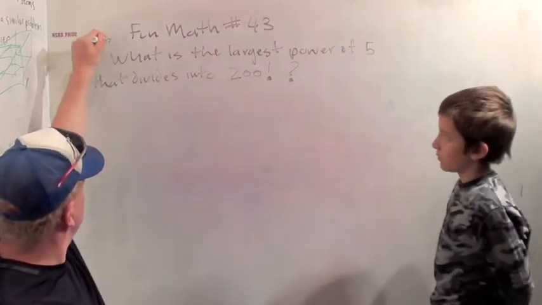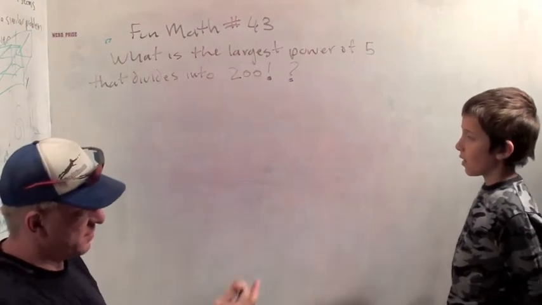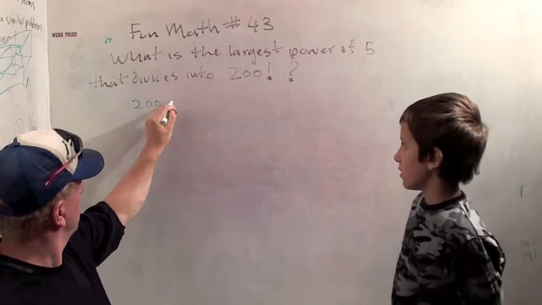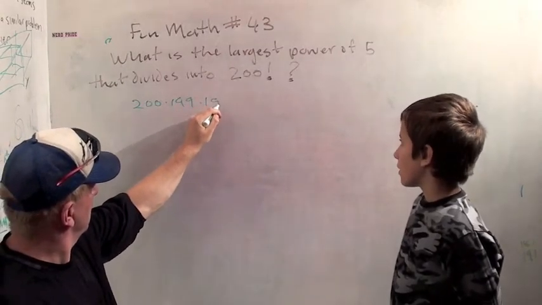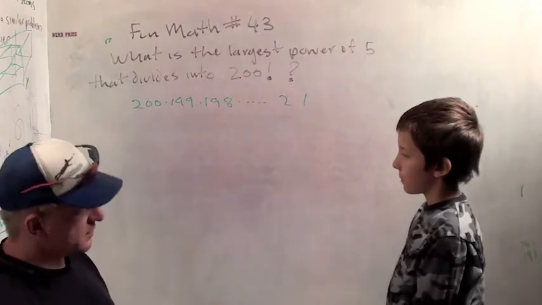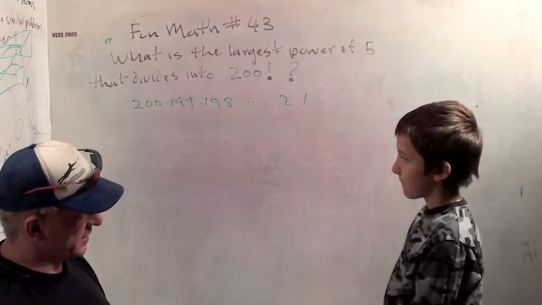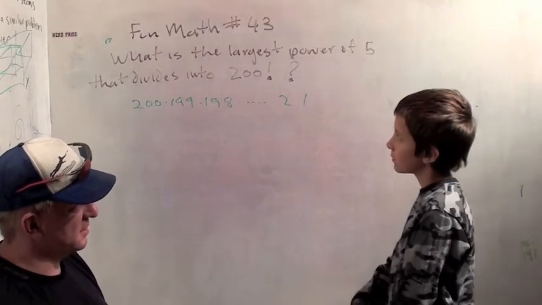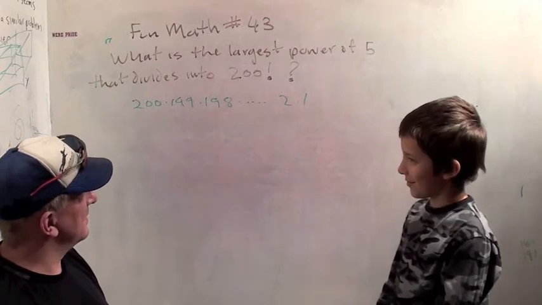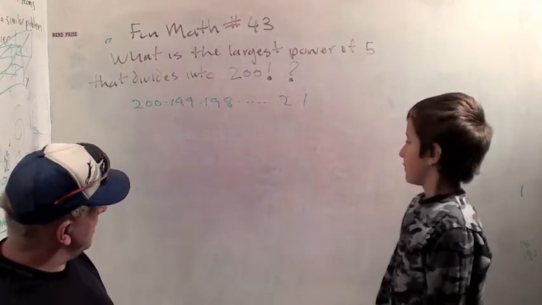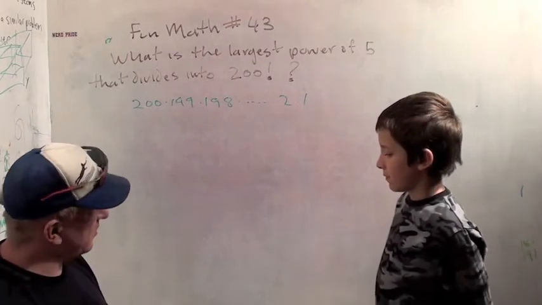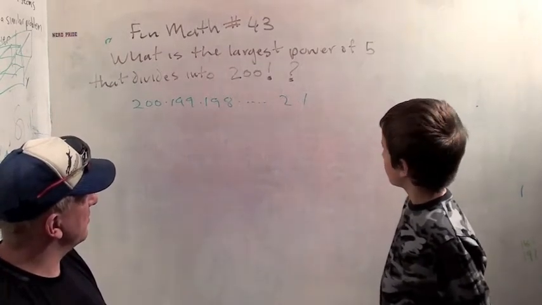Okay, so first of all, what does 200 factorial mean? It means 200 times 199 times 198 times all the way down to times 2 times 1. So this is going to be a pretty big number, a lot bigger than 20. 200 is already bigger. So we can't really multiply it out and then figure out how many 5s are in there. So what are we going to do to figure out what the largest power of 5 here is?